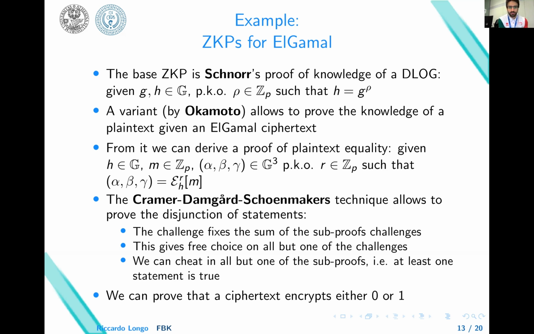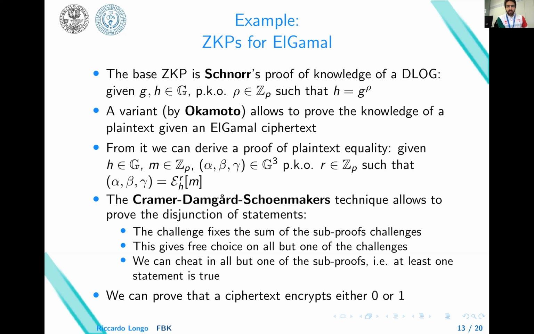Of course, this proof is not very useful to hide the message because we need the message, but from this basic proof, we can prove that we have encrypted one of the possible values of the message. That is, we can prove that the ciphertext encrypts either 0 or 1 using a very nice technique by Cramer, Damgard, and Schoenmakers that allows us to prove in general the disjunction of statements.